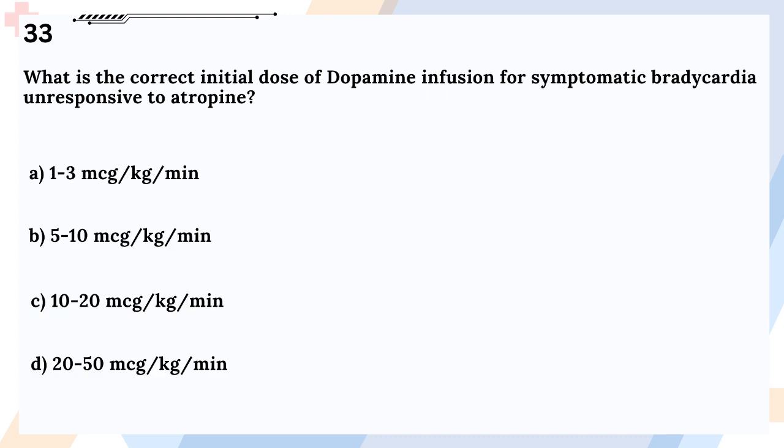Question 33. What is the correct initial dose of dopamine infusion for symptomatic bradycardia unresponsive to atropine? A. 1 to 3 mcg/kg/min. B. 5 to 10 mcg/kg/min. C. 10 to 20 mcg/kg/min. D. 20 to 50 mcg/kg/min.